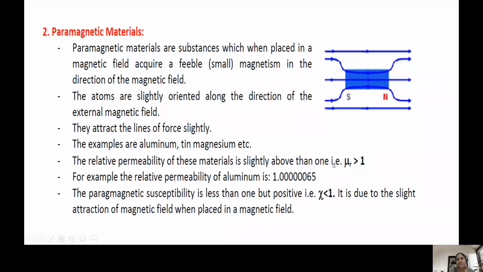The relative permeability is slightly greater than 1. For example, the relative permeability of aluminum is this much value, and the paramagnetic susceptibility is less than 1 but positive, because these are making the alignment in the direction of the applied field. It is very small, but it is a positive value. It is due to the slight attraction of the magnetic field when placed in a magnetic field. As I already told, the magnetic dipoles will align in the direction of the field. Susceptibility value is positive, but it is a small value.